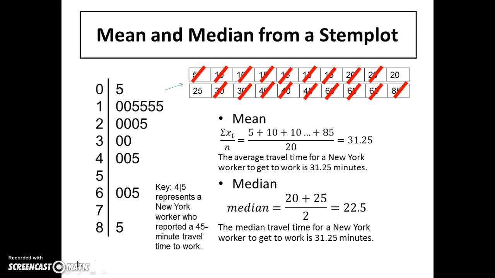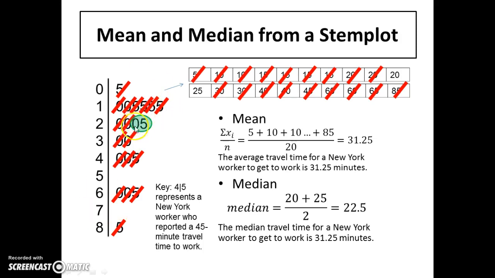So what we can do is find the median from this stem plot by crossing out the values the same way that we did here. Notice the first thing we did was cross out the smallest and the largest value. So I'm going to do that here. Then I'm going to cross out the next smallest value and the next largest value. Notice I'm going from opposite ends, crossing off smallest this way and largest this way. So I keep going and I end up with my two middle numbers.